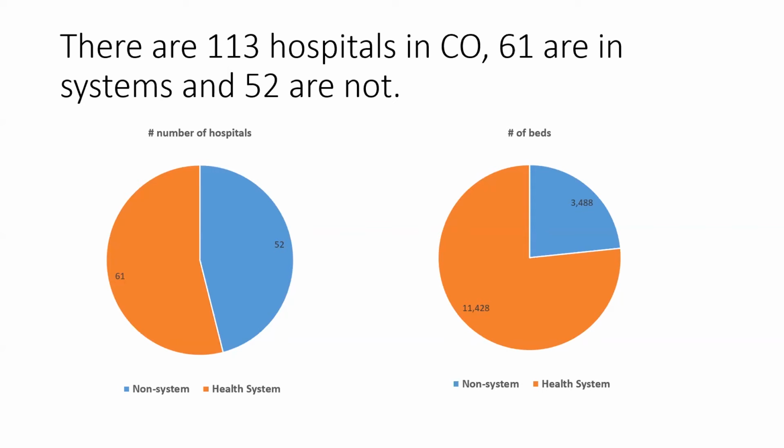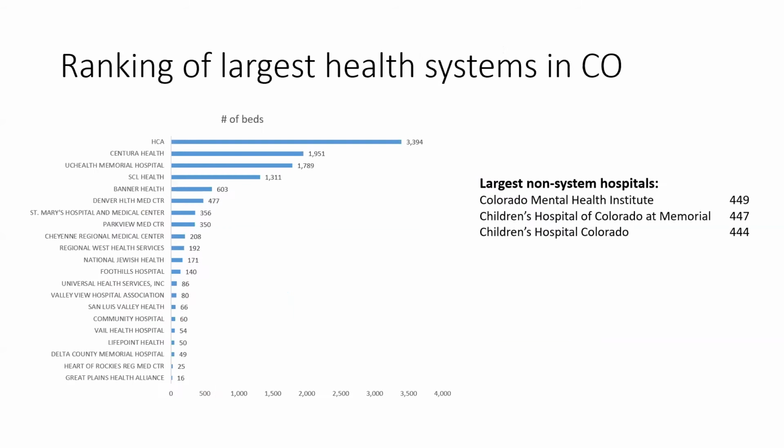A bit over half of them are in systems, and a little bit under half are not. The system hospitals are much bigger than the non-system hospitals. So it's got to be around 3/4 or so of the beds in Colorado that are in health systems relative to not in health systems. And if you look at the ranking of the health systems by the number of beds, you can see the biggest one that we identify in Colorado is HCA. And then we have a number of other ones there. I should let you stare at this for a minute to see whether you think it makes sense to you, but that's what we have.